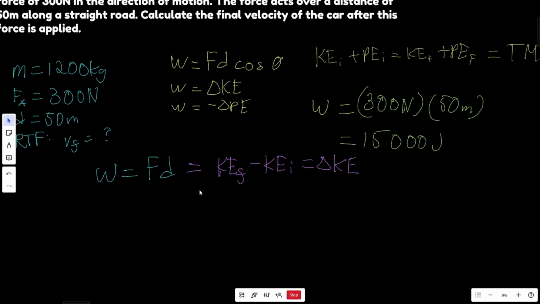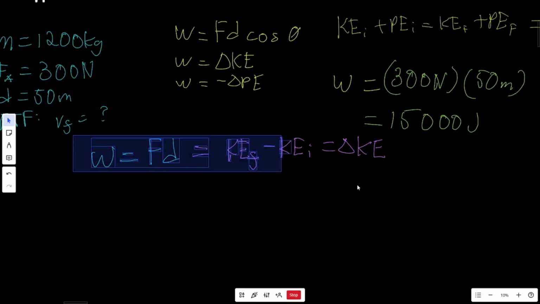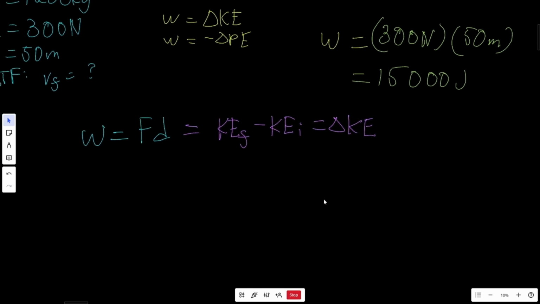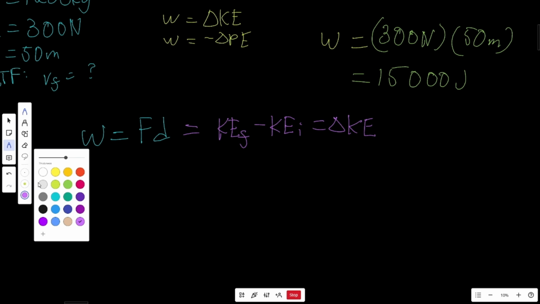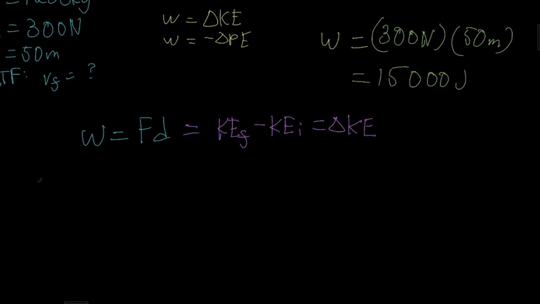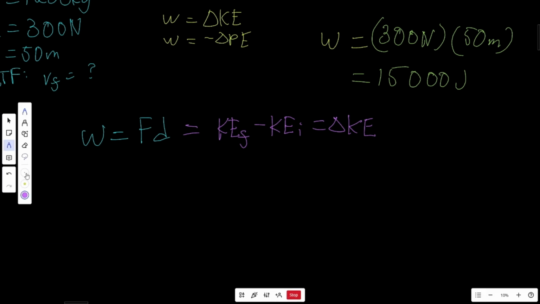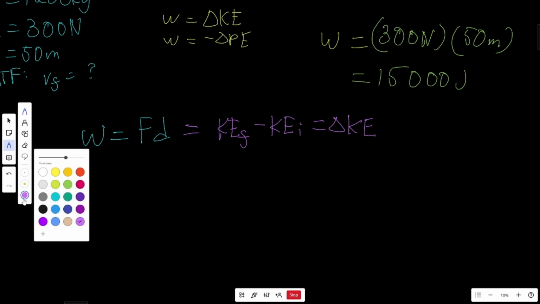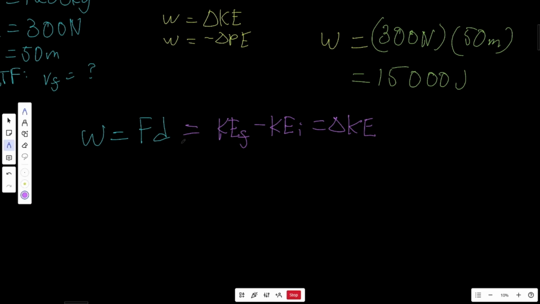Now from this, we know that delta KE, or KEF minus KEI, can be written as the 1/2 mv squared version, or that equivalent equation. So we're going to use that same version as in the proof in the last video, and we're going to solve from there. So simplifying the left side, you know that FD is equal to 15,000 joules. So we'll just put 15,000 right here.